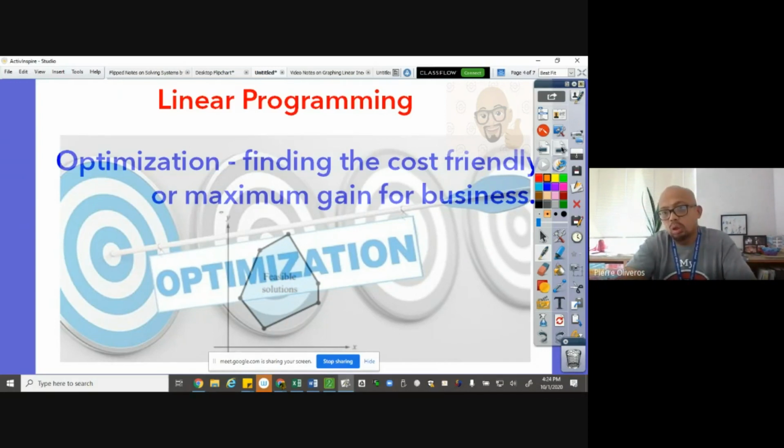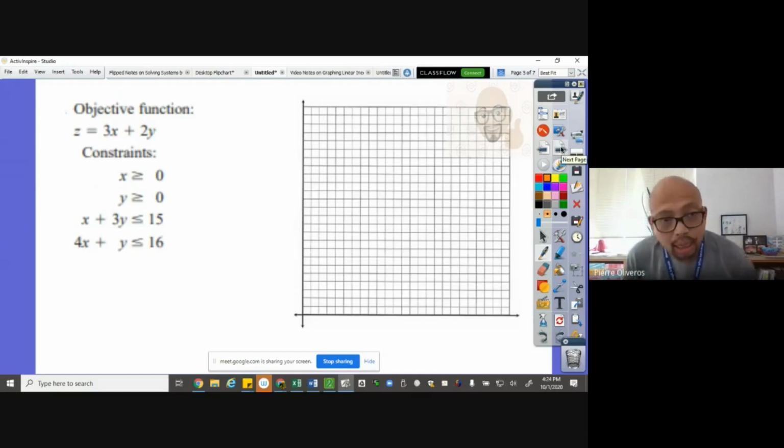Okay, so let's go ahead. Let's try to understand it first. The objective function is the formula that businesses use to understand how they can maximize or minimize their cost or gain their profit. The constraints are the system of inequalities that are part of the conditions based on their business.